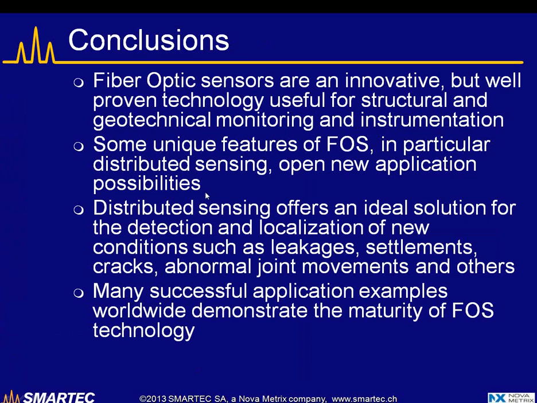So in conclusion of my presentation, fiber optic sensors are an innovative but well-proven technology that is useful for structural and geotechnical monitoring and instrumentation. And some unique features of fiber optic sensors, in particular distributed sensing, open new application possibilities. Those distributed sensing systems offer an ideal solution for the detection and especially for the localization of new conditions such as leakages, settlements, cracks, abnormal joint movement, and others, so that they can be detected, localized, and people can act immediately on those new conditions.